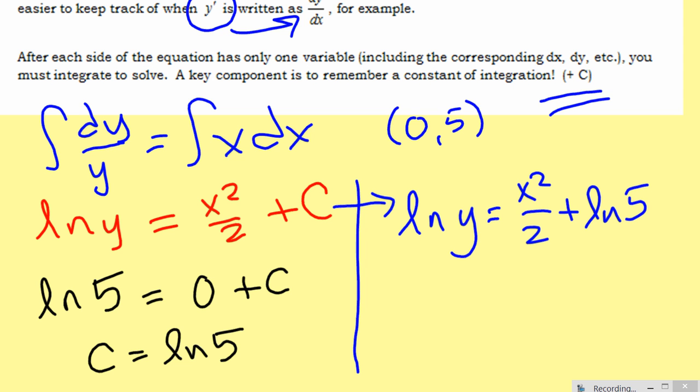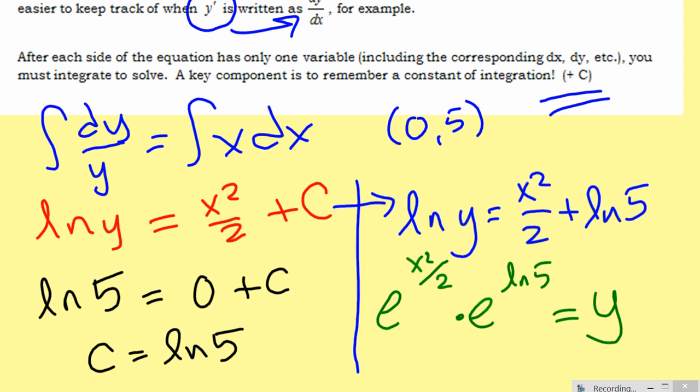And then if the statement is saying, like, find f of x equal to y, or the y equal to f of x, that is them telling you, please isolate the y value, which we then could do rather easily. We'll make it an exponential. So we'd have e to the x squared over 2, and then it would be plus ln of 5 in the exponent, but I could also write that as times e to the ln of 5 equals y.